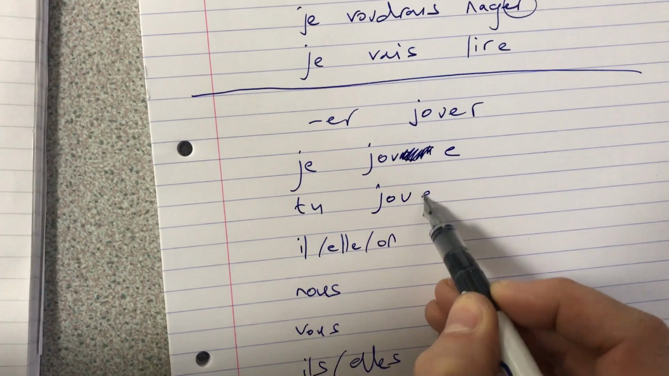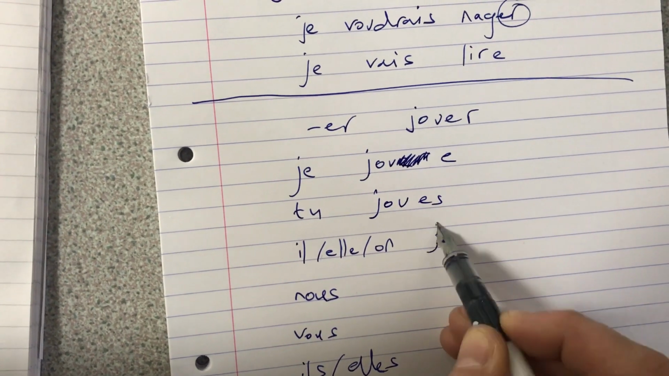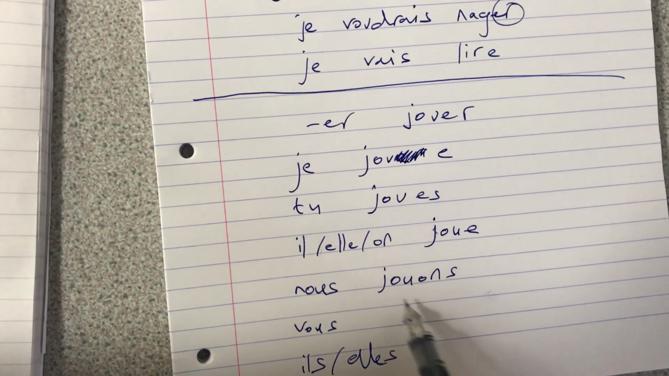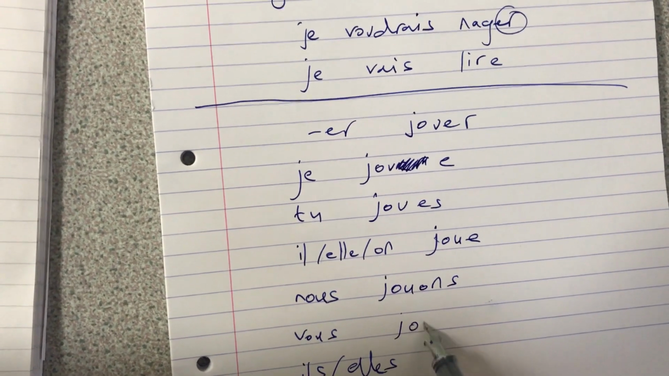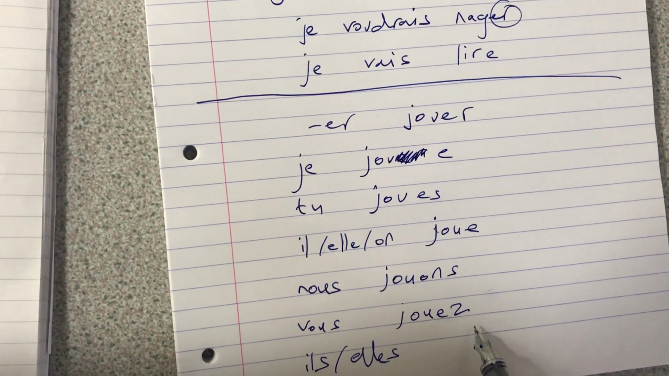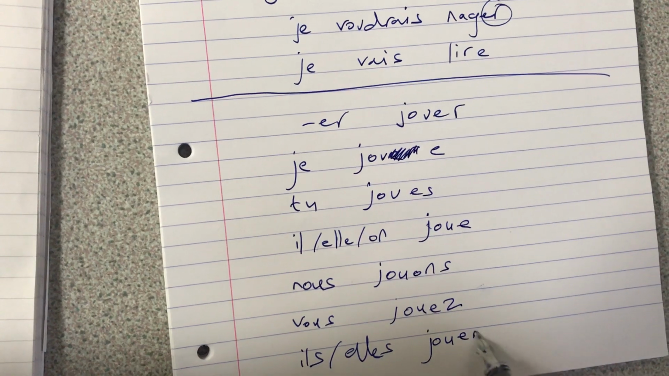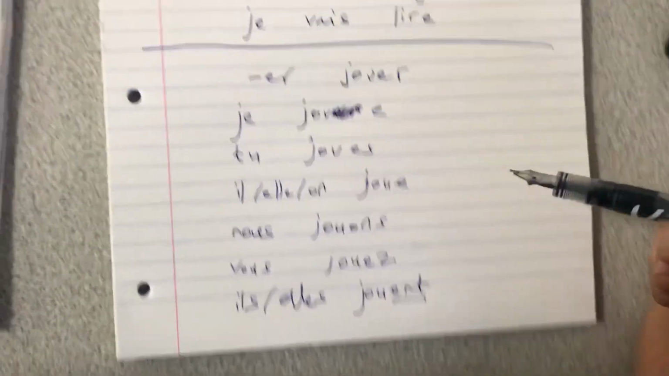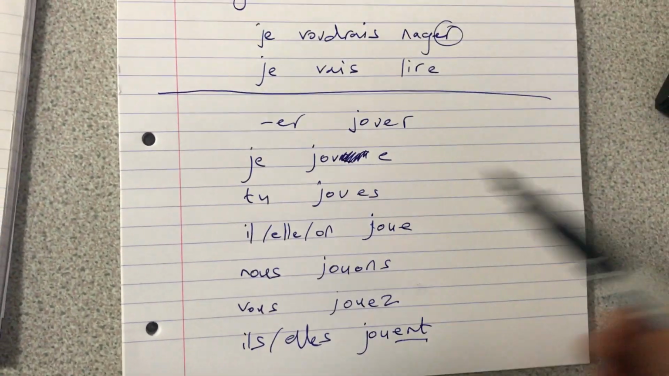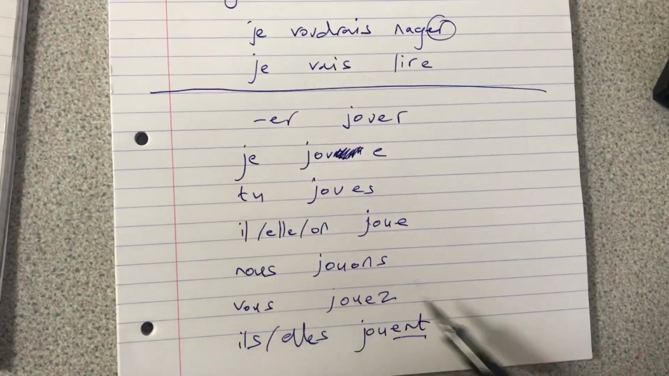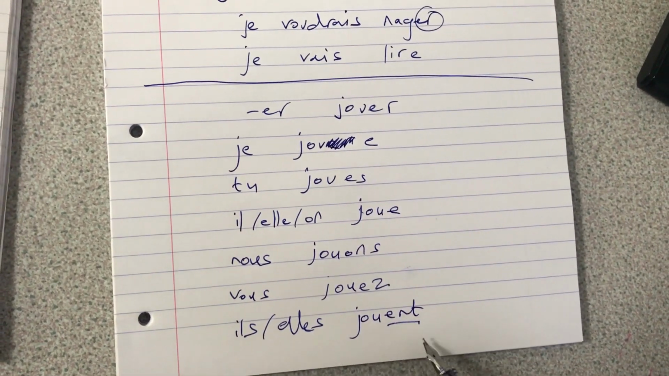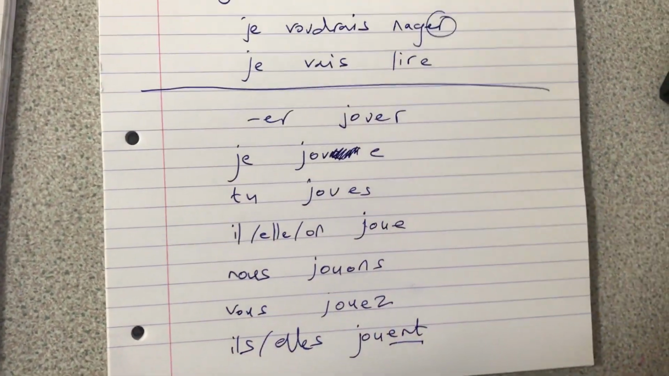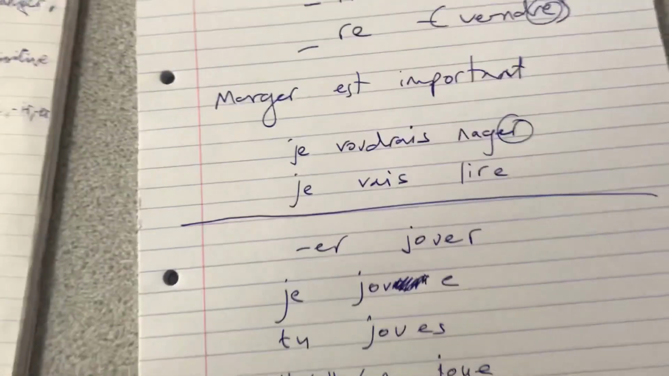Tu joues, ES. Il, elle, on joue, an E. Nous jouons, ONS, onto the stem, J-O-U. Vous jouez, EZ, and ils jouent, J-O-U-E-N-T, silent E-N-T, and elles jouent. So you've got je joue, tu joues, il joue, elle joue, on joue, nous jouons, vous jouez, ils jouent and elles jouent. So the example is je joue means I play, I do play, I am playing.